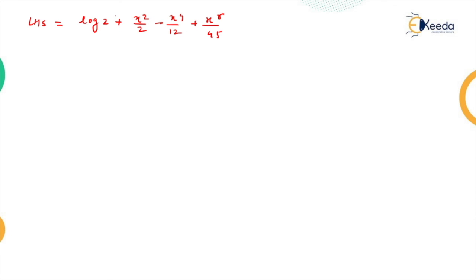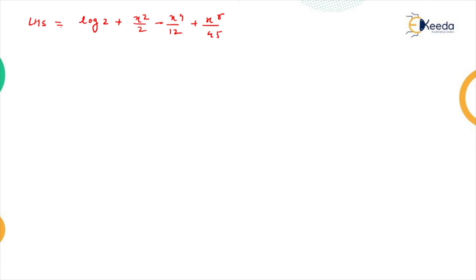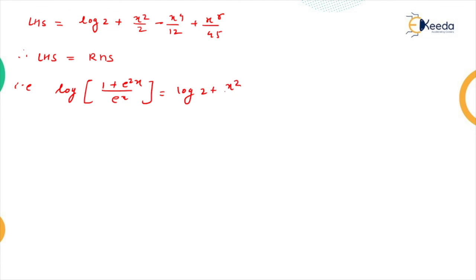So you see what the LHS and RHS are, guys. I hope you get the RHS as the LHS. Therefore the LHS equals the RHS. The LHS is log of 1 plus e to the power 2x divided by e to the power x, and that is nothing but this expansion, log of 2 plus x square upon 2 minus x raised to 4 upon 12 plus x raised to 6 upon 45, and hence this is proved.